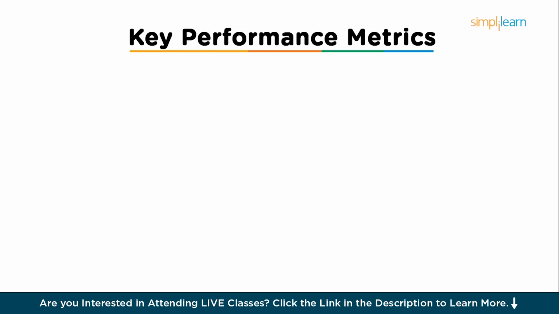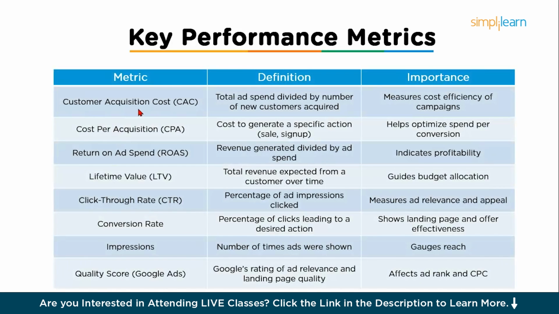So now let's move forward and see some key performance metrics and reporting. Tracking the right metrics is essential to measure paid campaigns' effectiveness and guide optimization. So key performance metrics are customer acquisition cost (CAC), which is total ad spend divided by the number of new customers acquired. Why is it important? It is important to measure cost efficiency of campaign.